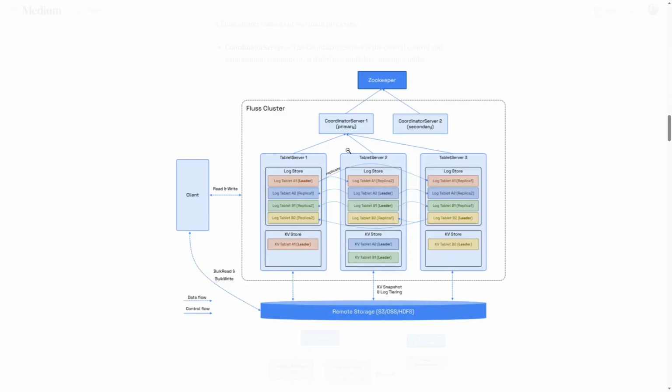And as I mentioned, there are tablet servers. Tablet servers are where the log store resides, like all the data that is going to be stored in the tablet servers itself. It will have a log tablet for a particular bucket. There will be one leader, there will be multiple replicas of the table, and it will also have a KV store for KV tables. These are the primary things, and then we have remote storage where it offloads the data. So KV snapshot and log tiering happens on the remote location.